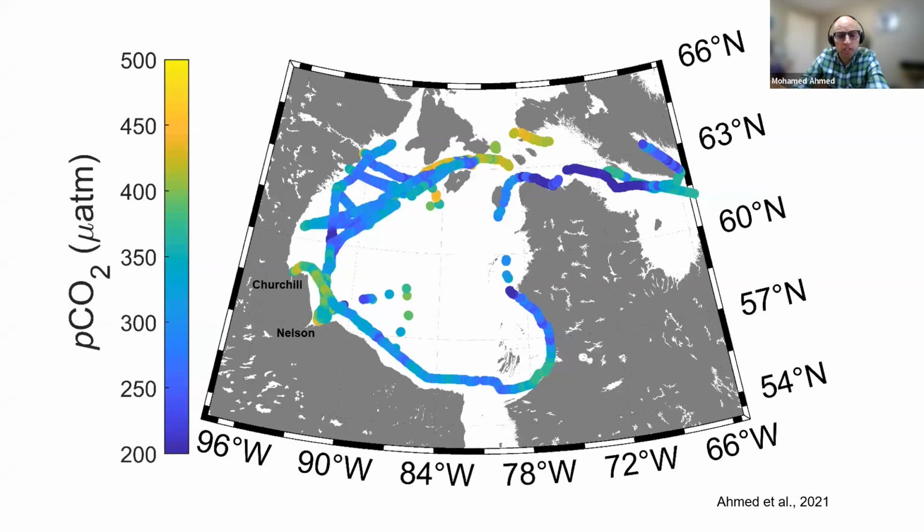So here I'm showing you the pCO2, and you can get a sense of the ship tracks. This data is filtered, due to issues with the data or because there is sea ice coverage.